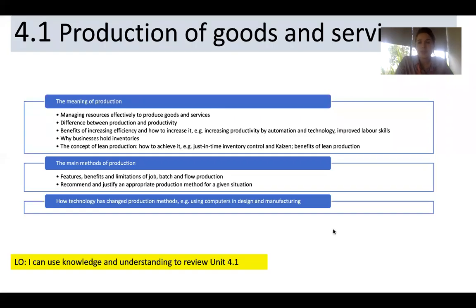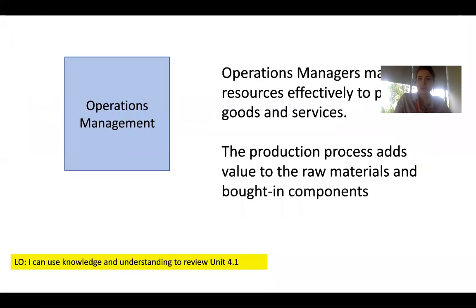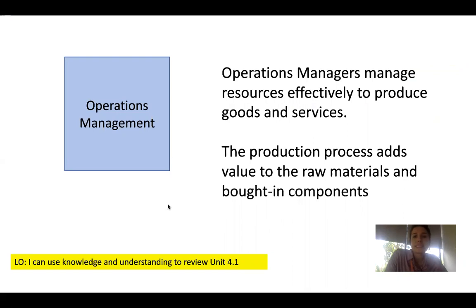Hello everyone, in this video we're going to look at 4.1, production of goods and services, and we're going to talk about the things which are on the screen now. So operations, this is what Unit 4 is about. Operations management is to manage resources effectively to produce goods and services. The production process adds value to the raw materials and bought-in components.